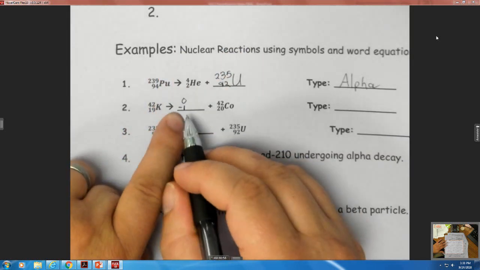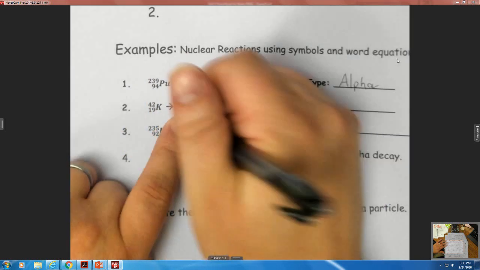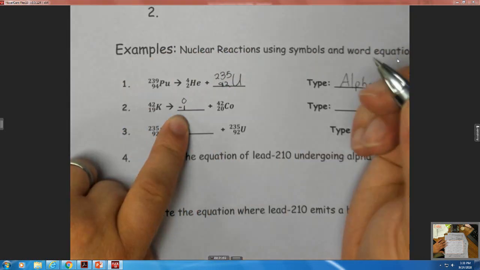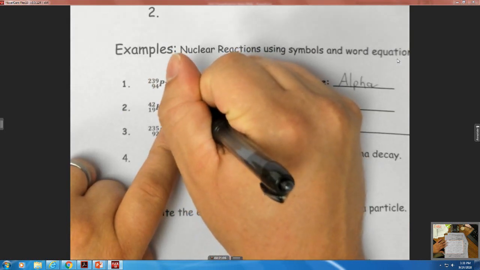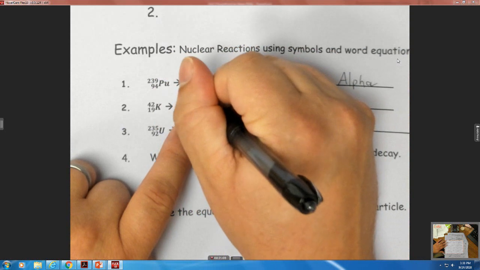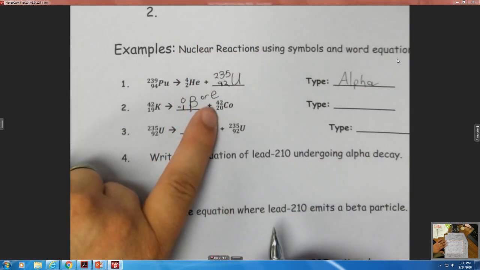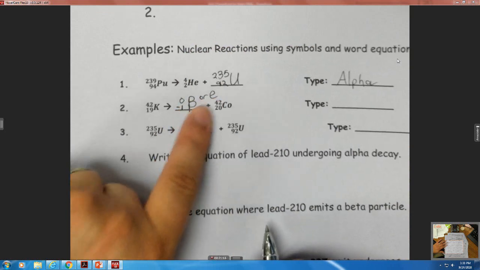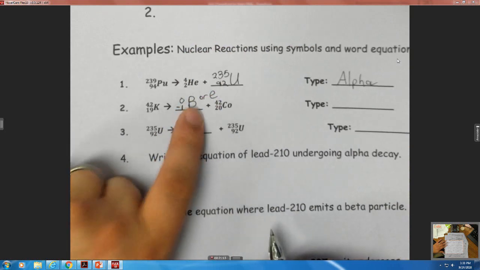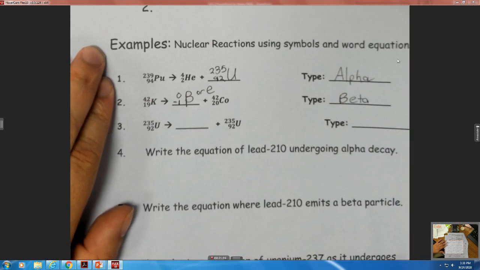So what does that make? That matches our description of a beta particle from our notes. So I can just, a couple ways. You can either write the letter B, for beta, or if you want to, you can just put a little e next to that. Either way you write it symbolizes that you have a beta particle. So that is an example of a beta decay.